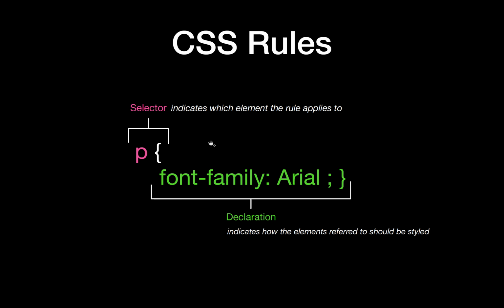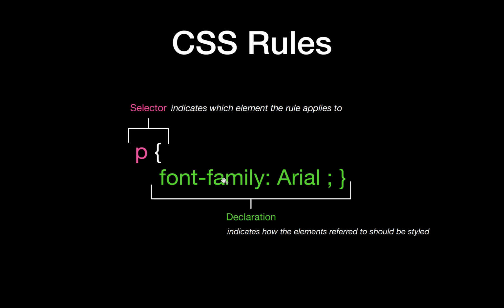But let's break that rule down, okay? If we're looking at the pink area here, for this we would be modifying a paragraph. We have our selector. So that is our first part of our CSS rule. And the selector, this indicates which element the rule applies to. Okay, so this is saying, hey, whatever this says here, I want you to do it to this guy.